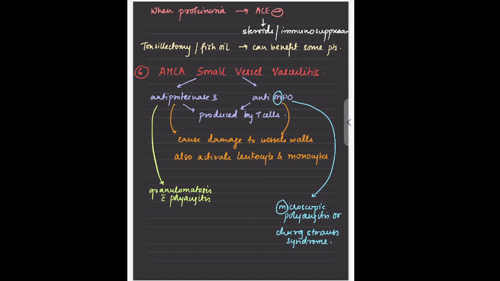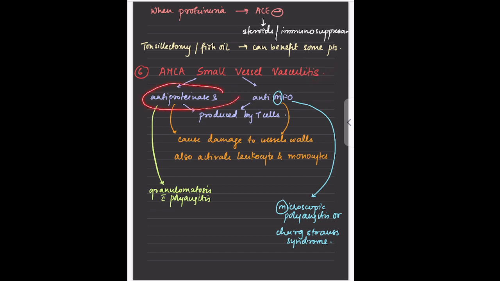Of course, in the government setup, biopsy is rarely done, but whenever a biopsy is done, you should be able to locate what the disease is, where the disease is, and what it means if there is a segmental sclerosis. Okay. So small vessel vasculitis.